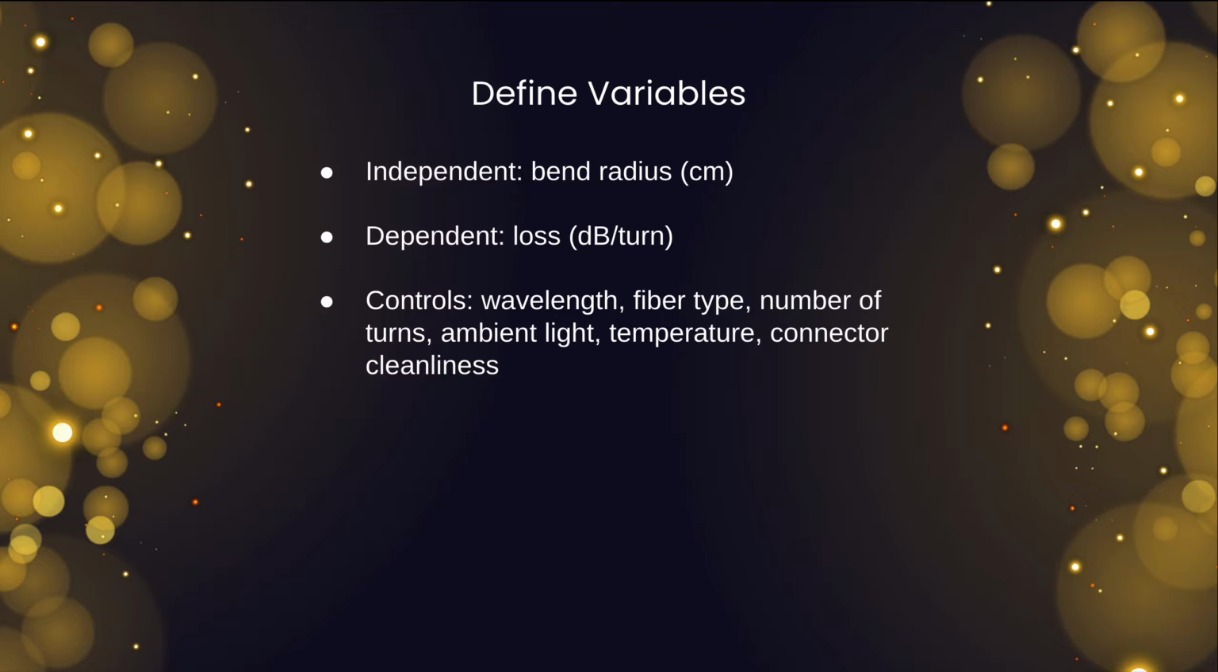And control variables are very important too because they define the conditions of our experiment. And if we change them, then they could cause some discrepancies between causation factors. So we need to keep the wavelength, fiber type, number of turns, light, temperature, and connector cleanliness the same in the case of my experiment in order to definitively conclude that the dependent variable was caused by changes in the independent variable.